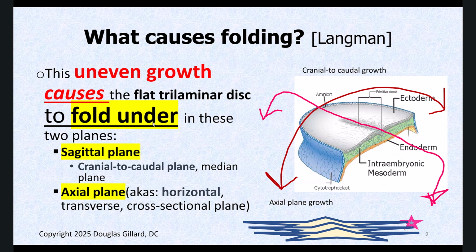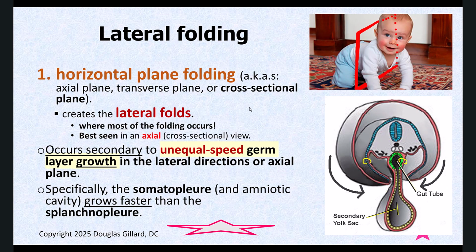So what causes folding? Uneven growth of the flat trilaminar disc, specifically in this cranial to caudal plane. That's a sagittal plane. And then we have uneven growth in the axial plane, or horizontal, transverse, or cross-sectional. That causes lateral folding, and we're going to look at that one first. So there's that oblique view, more of a head-on axial view with a little obliqueness in it. We're looking at this cut of the little human, and you can see, whoa, what happened to the flat trilaminar disc?